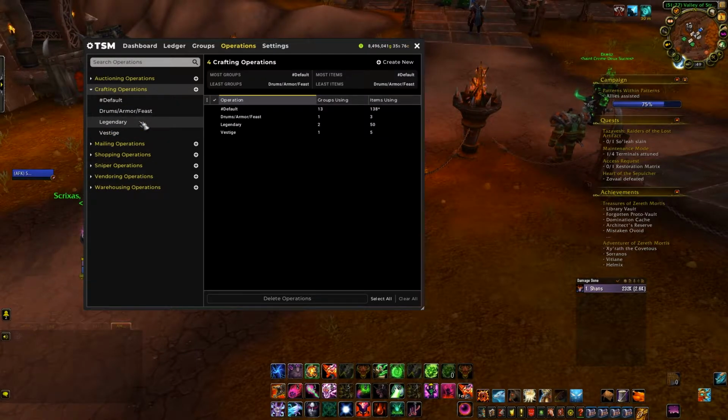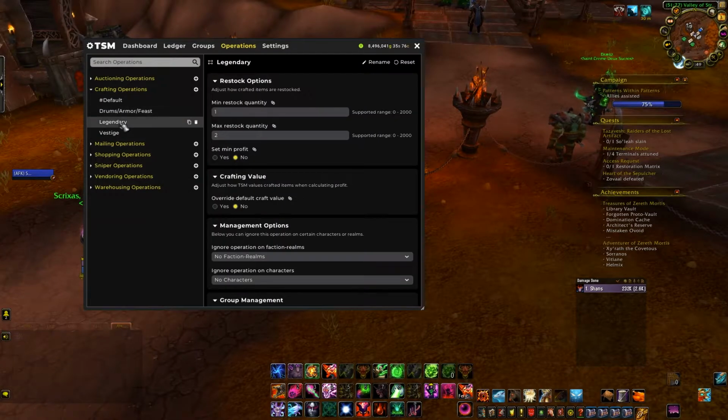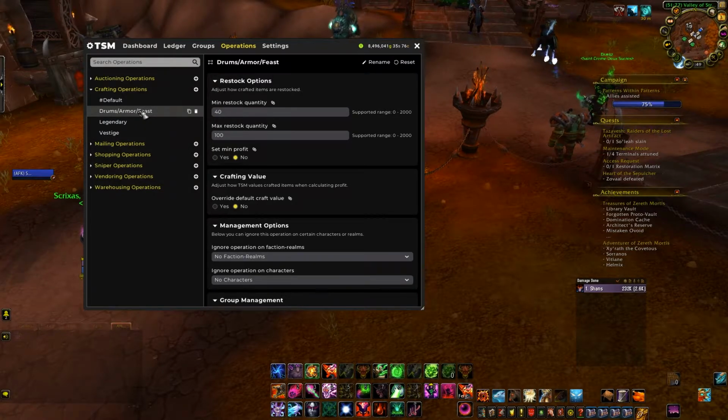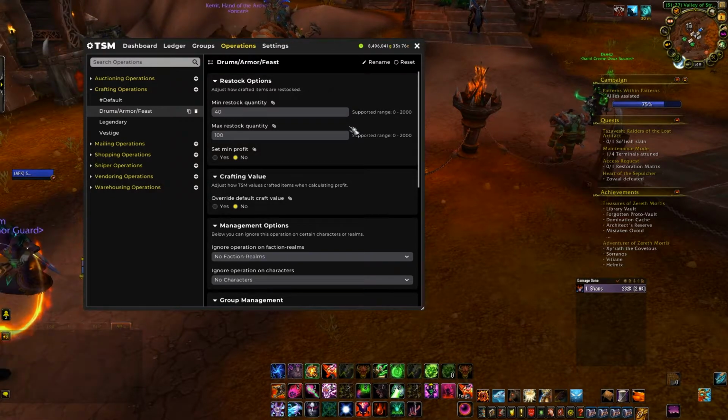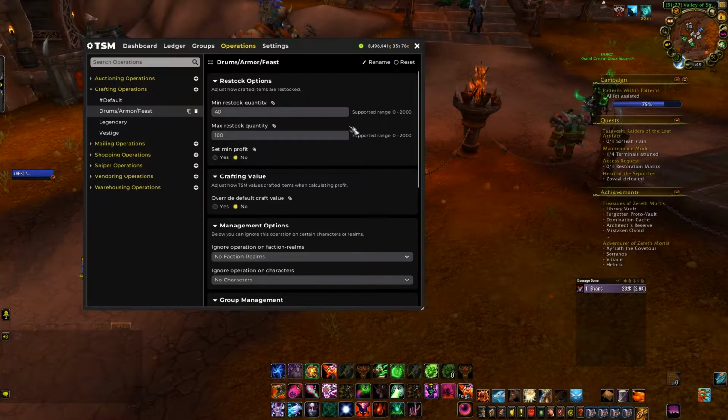All right, crafting operations. So again, I have 3 set up here for the drums, armors, and the feast, and I'll start with that one since it's at the top, and it's a little more interesting too, I think. All right, so restocking. We're going to go over what this looks like later on in the crafting section. But for the operation here, for these items, I have a minimum restock quantity of 40 and a maximum restock quantity of 100. So here's how to consider these 2 items.